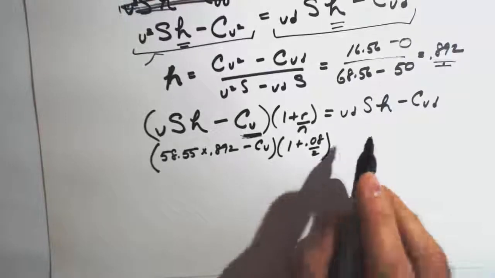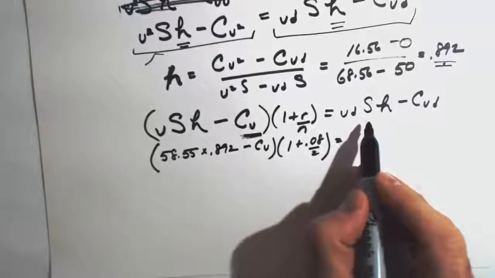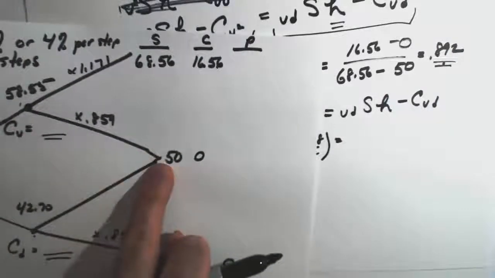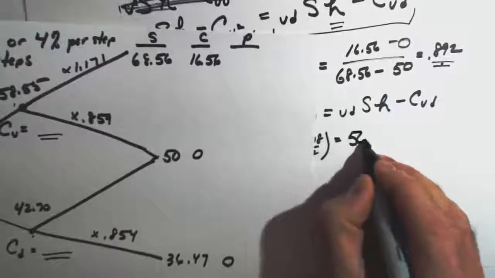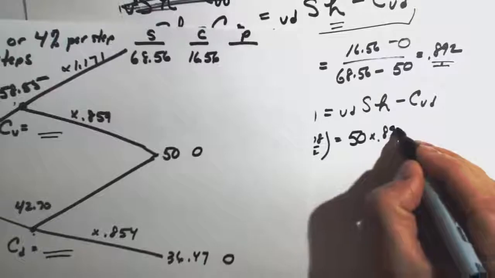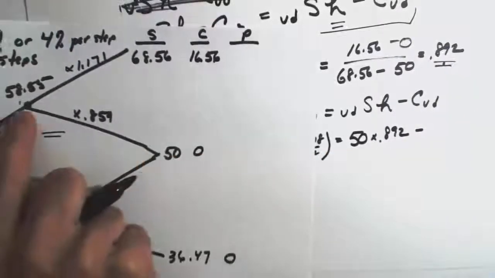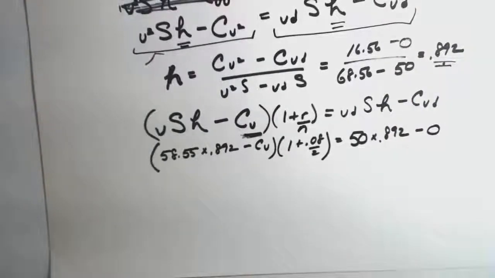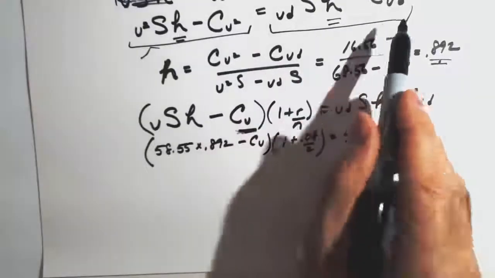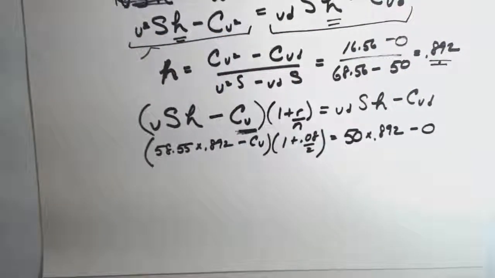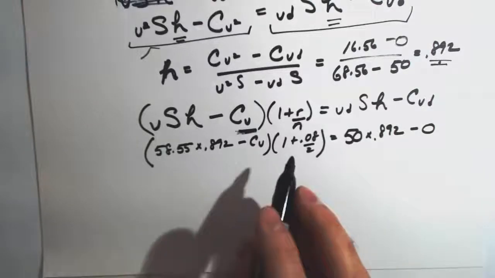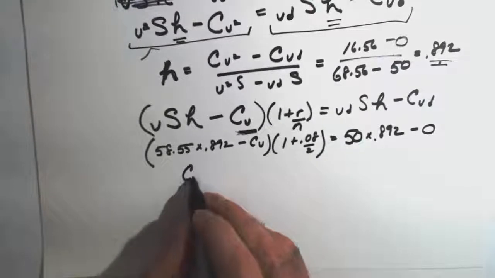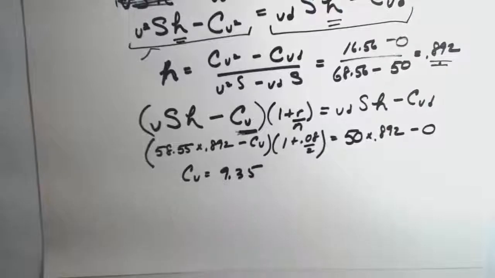In other words, 1.04. That equals the stock when it goes up and then drops. In this case, it just goes down to here. That's going to be 50 times the 0.892 minus the call. When the stock goes up and it goes down, the call is going to be 0. So it makes the math a little easier when you pick this side rather than this side in this example. Now, when you solve for all of this, and that's really not that hard, multiply it out, bring this over, you end up with C_U equals $9.35.